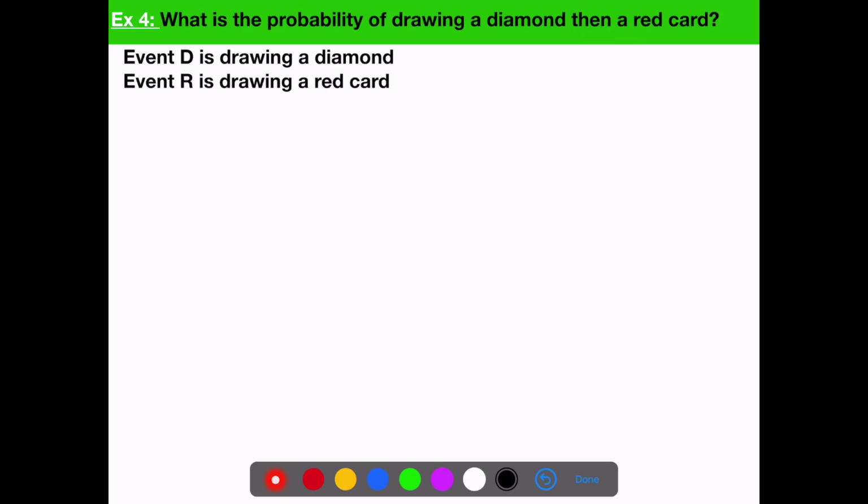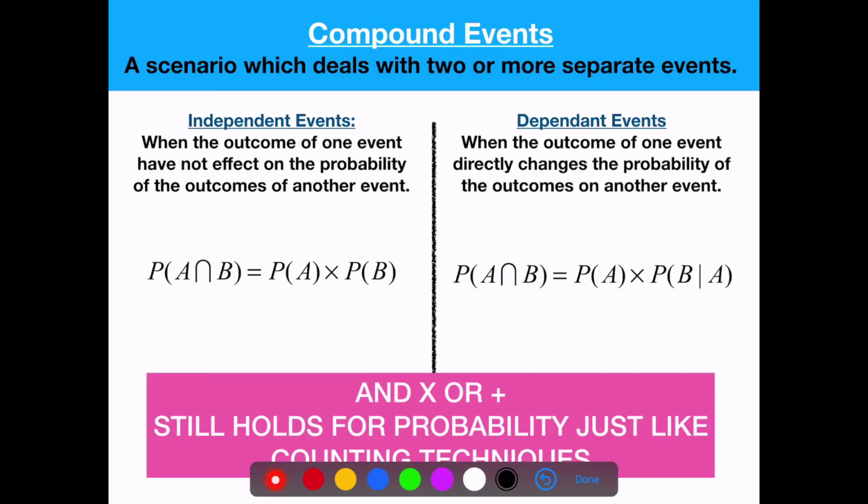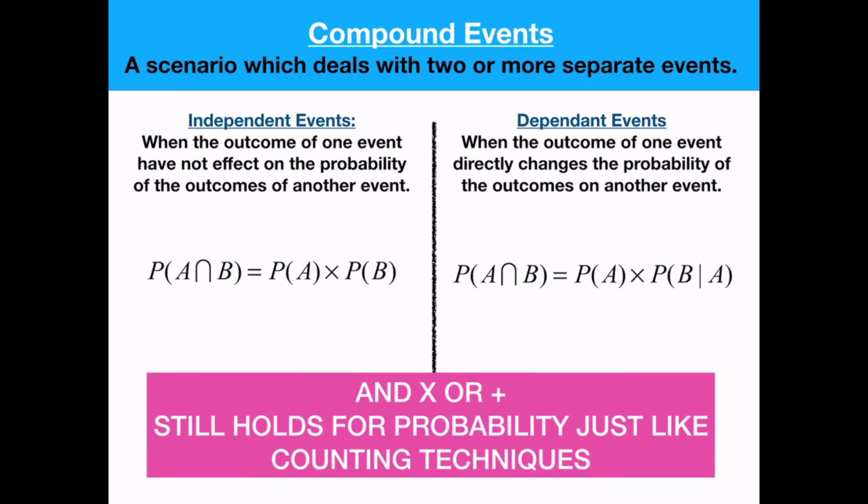Okay, so in summary then, again, the top part of this is the exact same as what we've done before, but on the bottom it just shows you a reminder that the and or situation, times and adding, still holds for probability just like in counting techniques. Okay, so if you only copy down one thing from this note, but hopefully you're copying down more, this slide is the summary of this lesson.